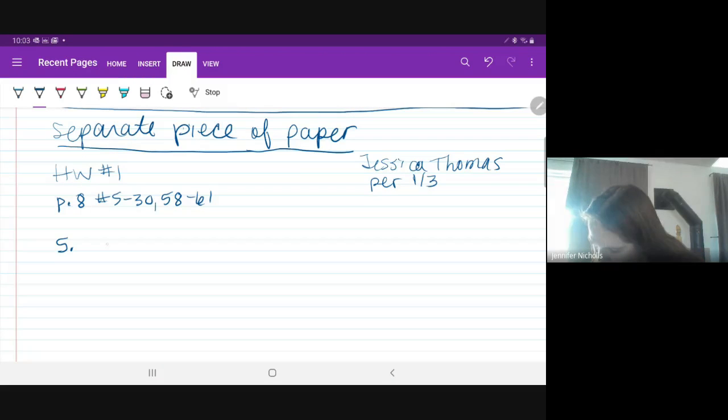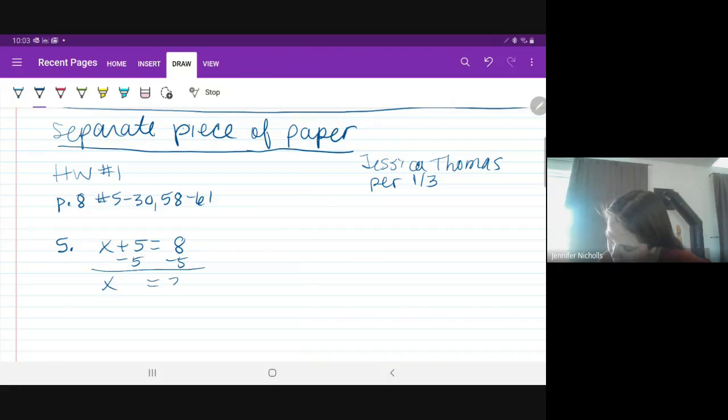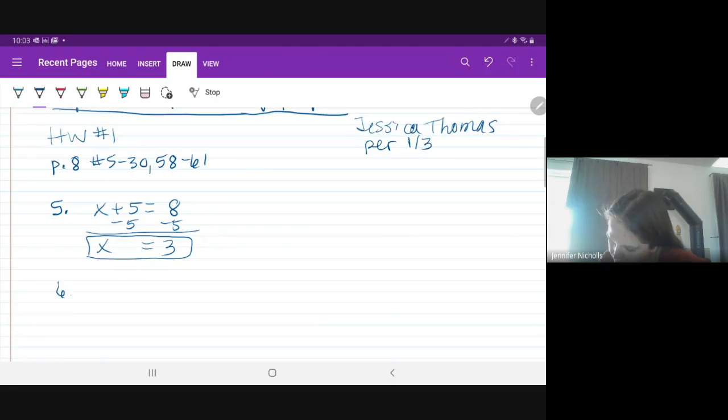You're going to write the problem down, x plus 5 equals 8. And what are you going to do as your next step? Yeah, you're going to take a picture and send it, but we're going to do that tomorrow because another teacher told me that PDFs are better. So you're going to subtract 5 from both sides. You're going to write x equals 3, and this is your answer. Then skip a couple lines and go to number 6.